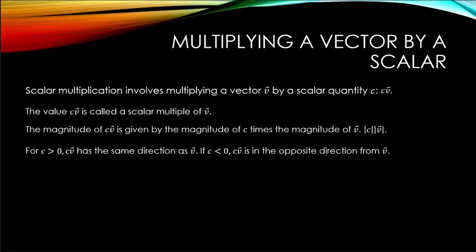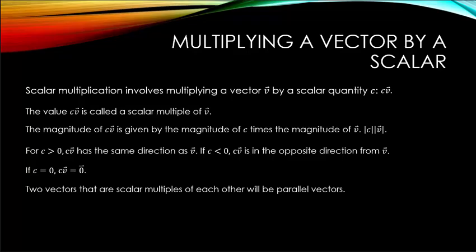But if C is less than 0, then C times the vector V is going to be in the opposite direction from V itself, and it will be parallel to V. If C is equal to 0, then C times the vector V gives me the 0 vector, and two vectors that are scalar multiples of each other will always be parallel vectors.